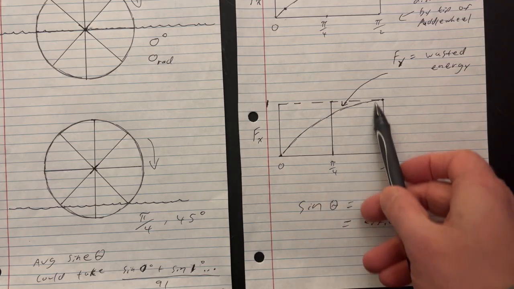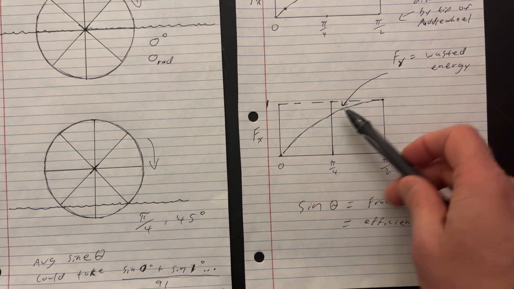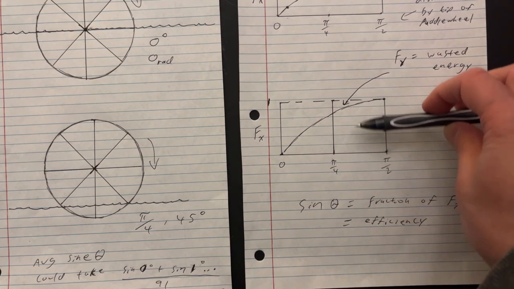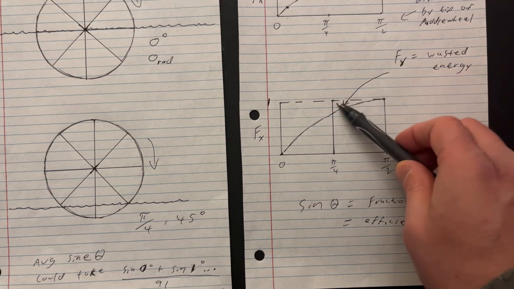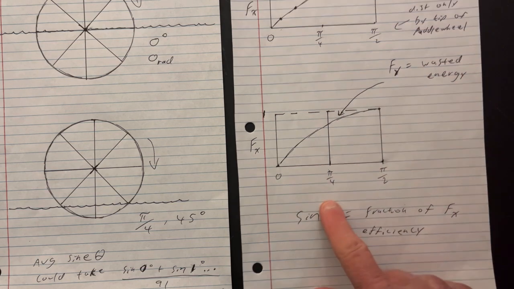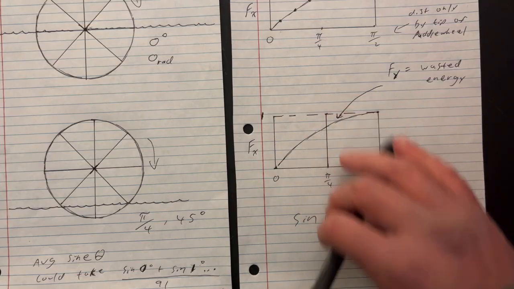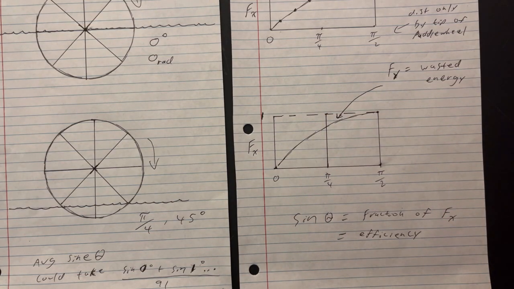So when you look at this square right here, 90% of the area lies underneath the area under the curve. And then there's another 10% right up here on top that's wasted, and that's your force in the y direction from the paddle pushing down. I'll show how I got those numbers.